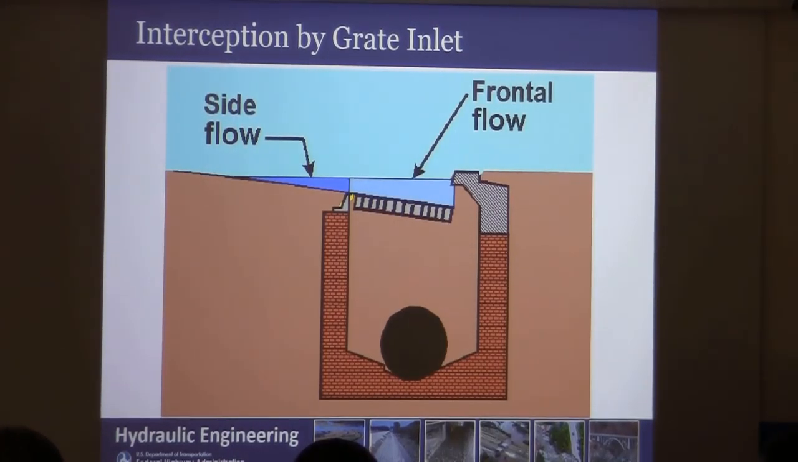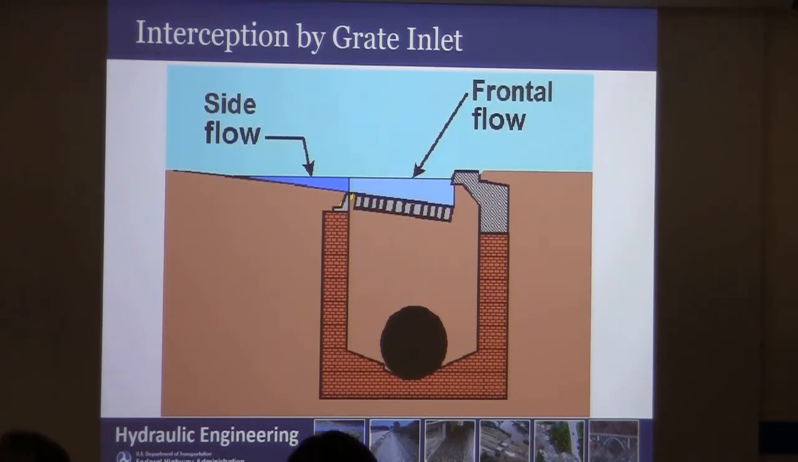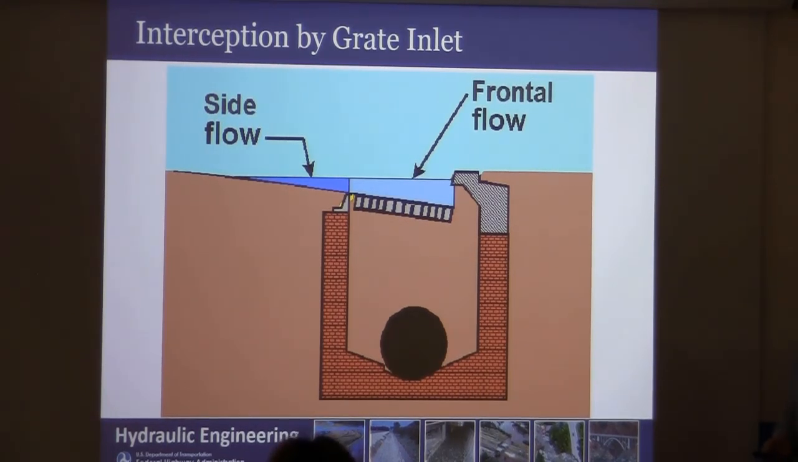Okay, so when we're talking about interception of a grate inlet, we're talking about the frontal flow, and that is the flow in front of the grate that's coming towards it. And then you have the side flow. Okay? Where can you see from this, where do you think the most flow is? In the frontal flow, in the gutter.